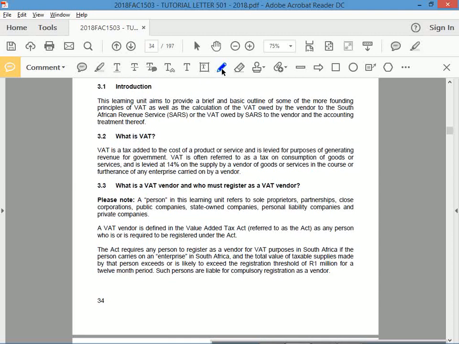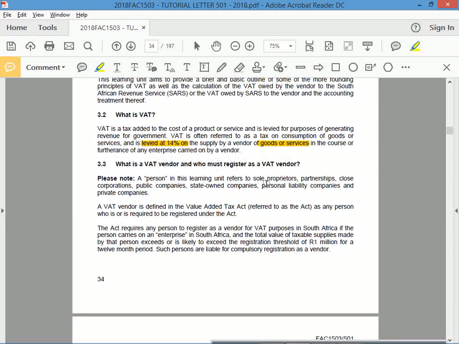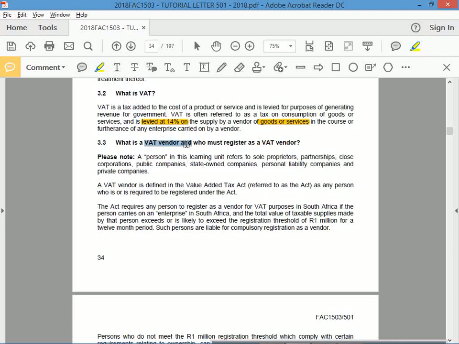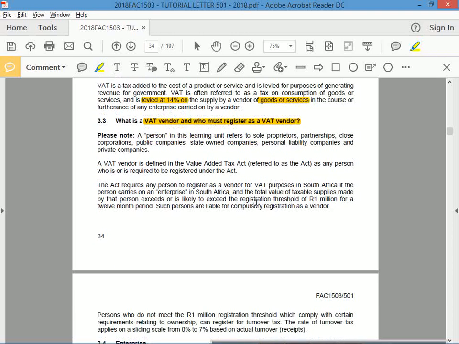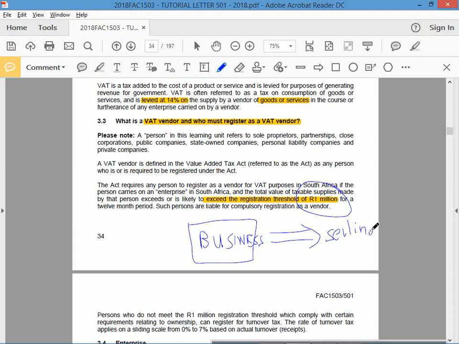You'll see here they tell you that VAT is levied at 14% on the supply of goods and services. Both can attract VAT. In terms of a VAT vendor, who must and who mustn't register? Well, if you exceed the threshold of 1 million, meaning the business is selling and those sales are greater than 1 million, you don't have a choice. You have to register as a VAT vendor.